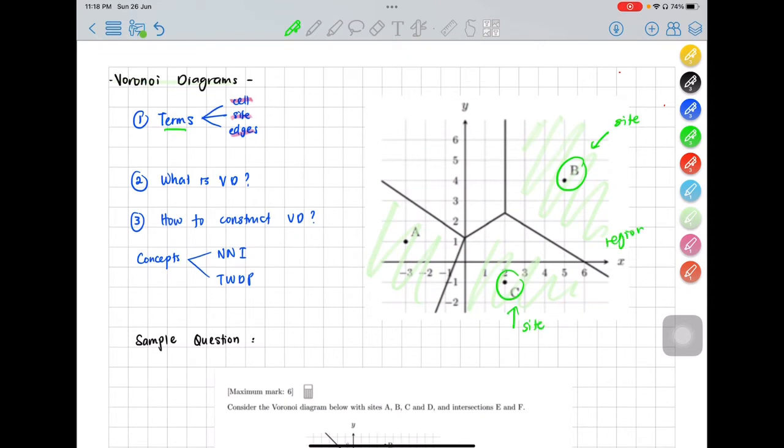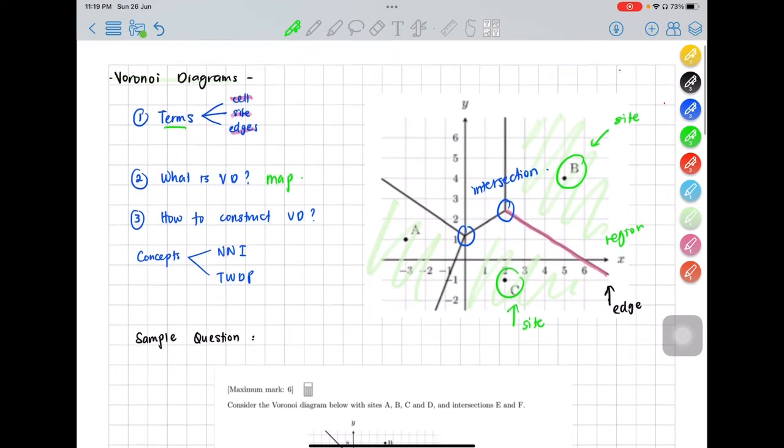Okay, so the next thing is this line separating site B and site C. This is known as the edge. And this point where the lines meet is what we call the intersection. What is a Voronoi diagram? I like to look at a Voronoi diagram as a map that contains many smaller regions. Or in this case, a map that contains region B, region C, and region A.